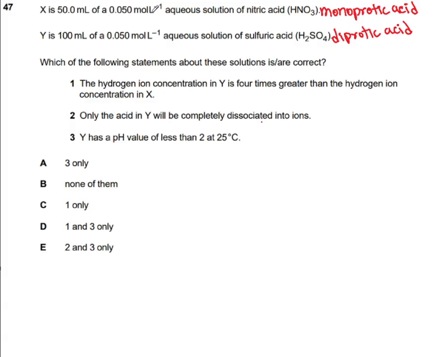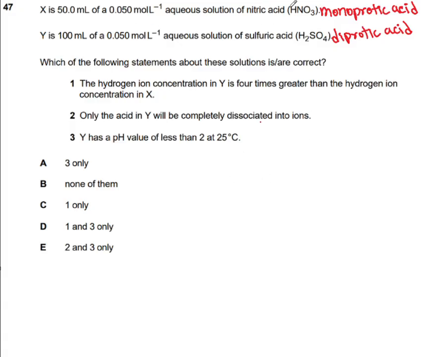We have the volume and the concentration given. Now it says, which of the following statements about these solutions are correct. From these three statements, we have to find out the correct statement only. So let's go with the first statement: the hydrogen ion concentration in Y, the sulfuric acid, is 4 times greater than the hydrogen ion concentration in X, which is nitric acid. So let's prove this by solving it.